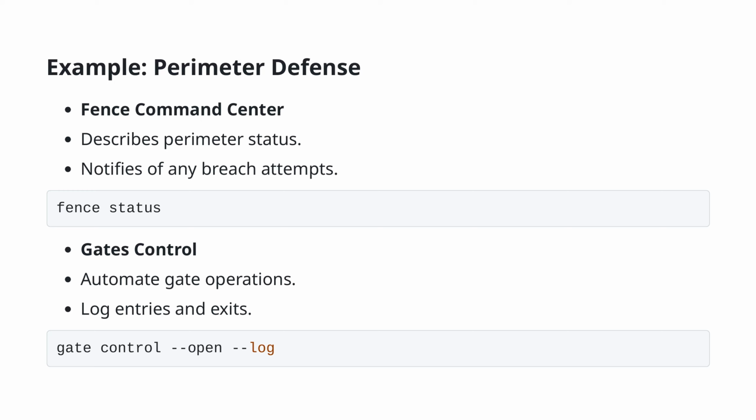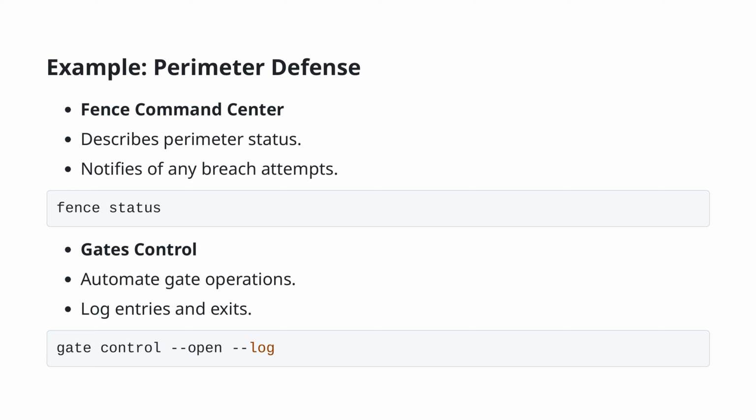On this slide, we're focusing on specific examples of perimeter defense and its key components: the Fence Command Center and Gates Control System. Firstly, the Fence Command Center plays a vital role in maintaining the integrity of the perimeter by continuously monitoring the fence's status. It notifies security teams of any attempts to breach the perimeter, ensuring prompt responses to any potential threats.